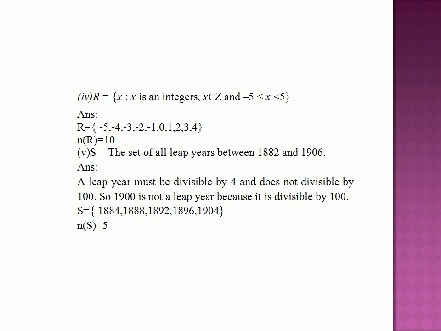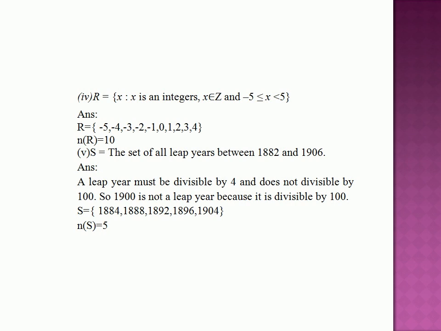Fifth subdivision. S is equal to the set of all leap years between 1882 and 1906. A leap year must be divisible by 4 and not divisible by 100. So in between, the leap year starts at 1884. So 1884, 1888, 1892, 1896 and 1904.